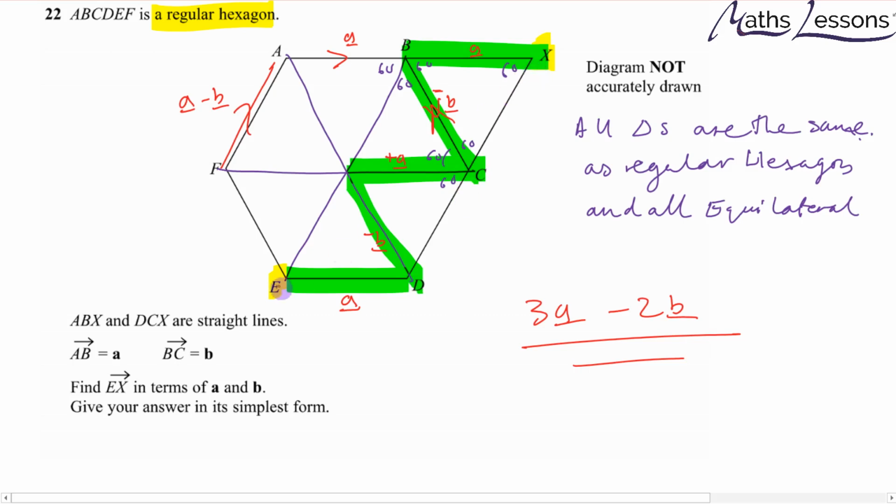And then you've got a different way. You've got a plus a minus b plus a minus b, which also gives you 3a minus 2b as your result. So there's lots of ways, and you could have gone that way there. There's many ways to do this question, and all of them will come out with the same answer.